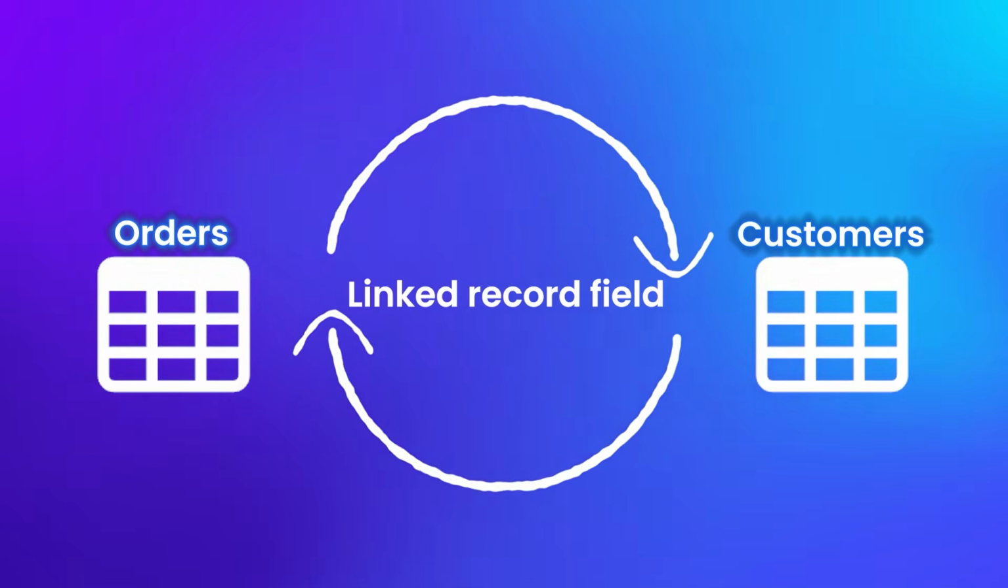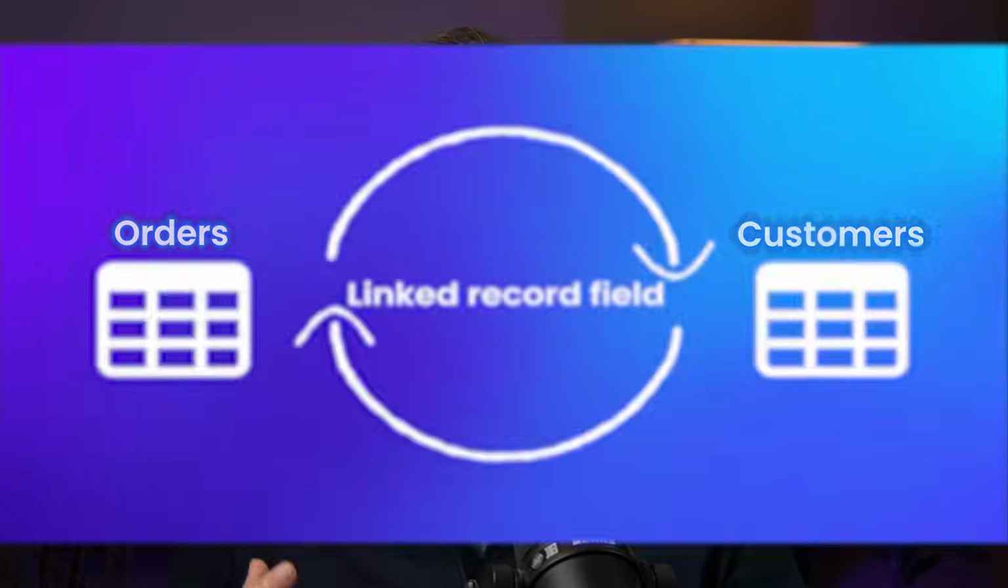This is where we'd want two separate tables, one for orders and one for customers. It's important that we connect the two via a linked record field. In order to make use of lookup fields, we have to have a linked record field in place. If you're interested in learning more about linked records and database relationships, I encourage you to check out this other video that we've put together.